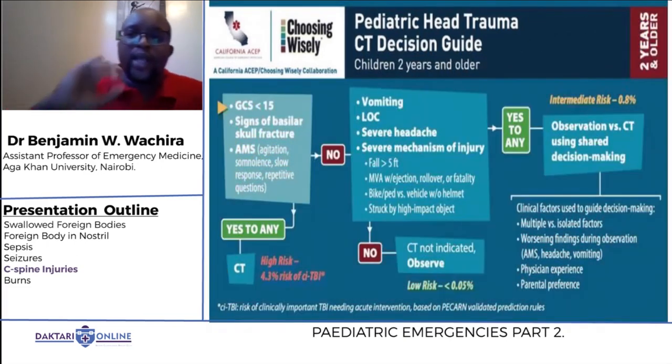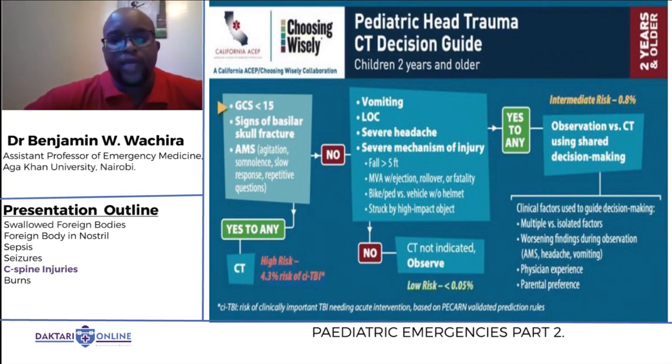If your child is 2 years and older, again, similar things, okay? GCS, signs of basal skull fracture, altered mentation, and if he has any of these, get a CT. Again, 4.3% risk of brain injury. If there's vomiting, loss of consciousness, severe headache, severe mechanism, as is said, or similar to the other one, if there's yes to any, again, similar discussion, observation versus shared decision making.